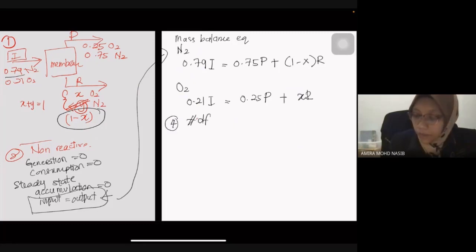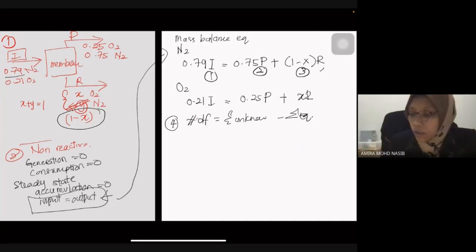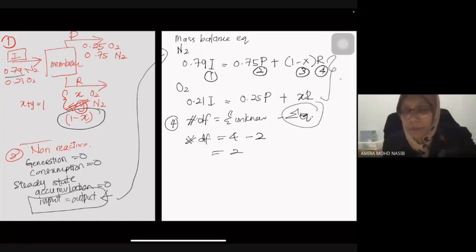Next, find the degree of freedom. Degree of freedom equals number of unknowns minus number of equations. You have a lot of unknowns: 1, 2, 3, 4. So 4 unknowns minus the equations. How many equations do you have? Only 2. So the degree of freedom is 2. When the degree of freedom is more than 0, can you solve this problem? No, you cannot. You need to find another equation, or another piece of information that can develop another equation. So we go to the next part.